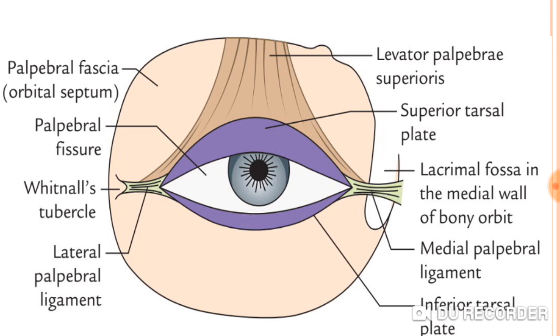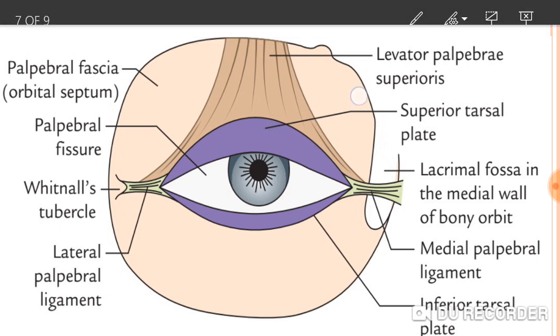So you have a superior tarsal plate, an inferior tarsal plate, a medial palpebral ligament, and a lateral palpebral ligament. Over here you can see the levator palpebrae superioris muscle coming here, and above it we have studied that there will be the orbital septum or palpebral fascia, which will be connecting this superior tarsal plate to the bony orbital margin.